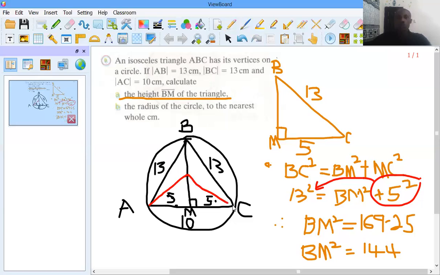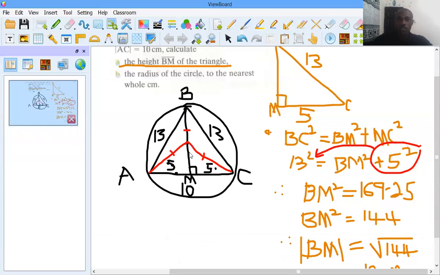And do not forget that the lengths of all radii in a circle are equal. That is, this length is equal to this length and is equal to this length. Of course, because here is also a radius. And we've solved for the length of this, the height of the triangle, as 12 centimeters.